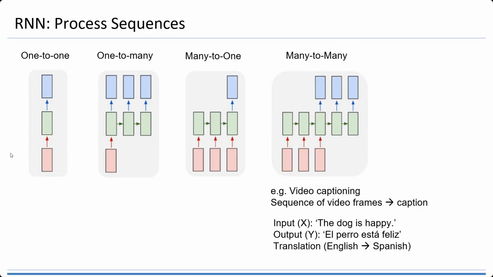Another example in text analytics is that we can use the RNN for many to many. For example, if I give X, a sentence, "The dog is happy," and I want to translate it from English to Spanish, then the output is also many words: "El perro está feliz." So we have many words in the input section and many words in the output section.